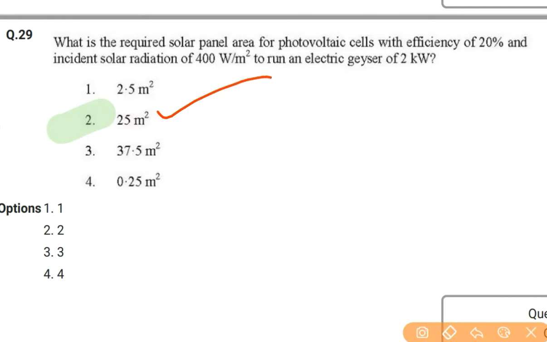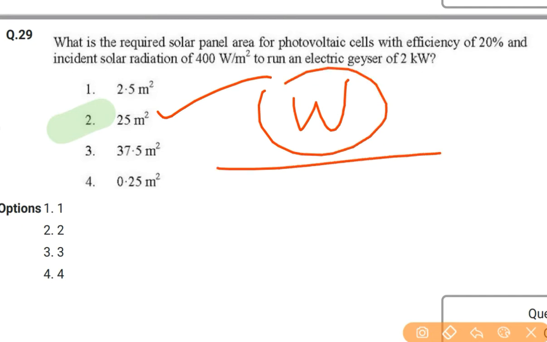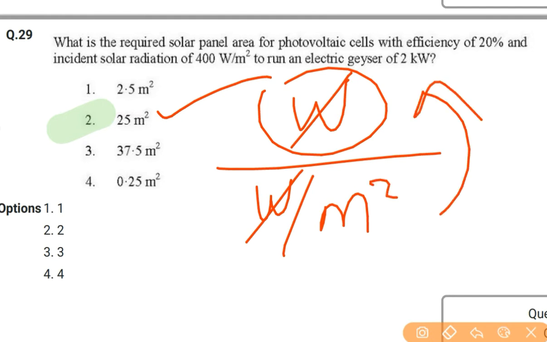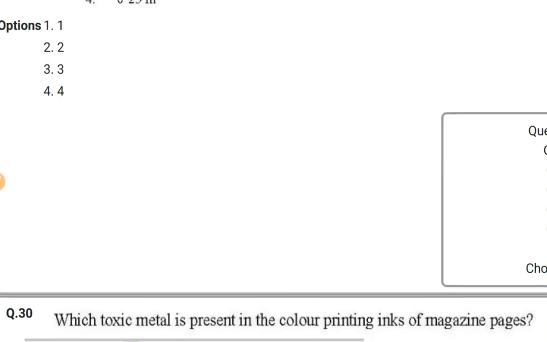This is the area of the solar panel, because of the calculation: output watt divided by input watt is equal to W by m square, and in efficiency we don't have any unit, so this watt is cancelled, m square goes to the top, so we get the unit m square. So 25 m square is the area. Okay, next question.